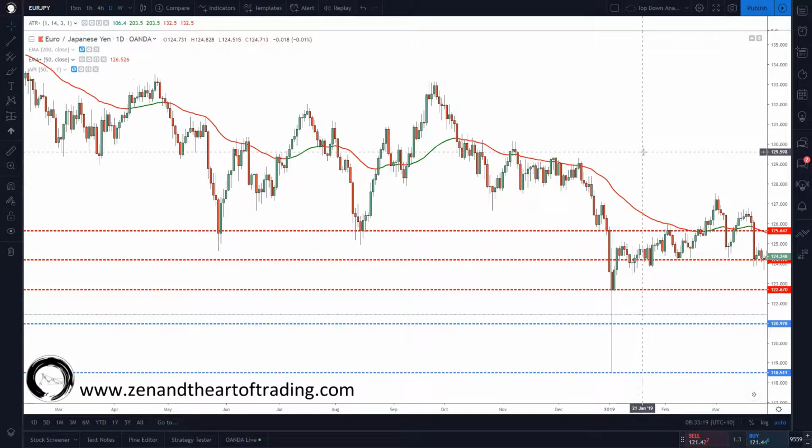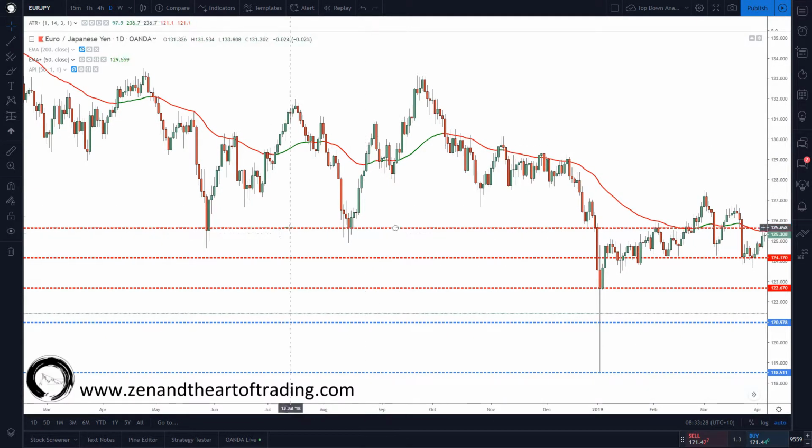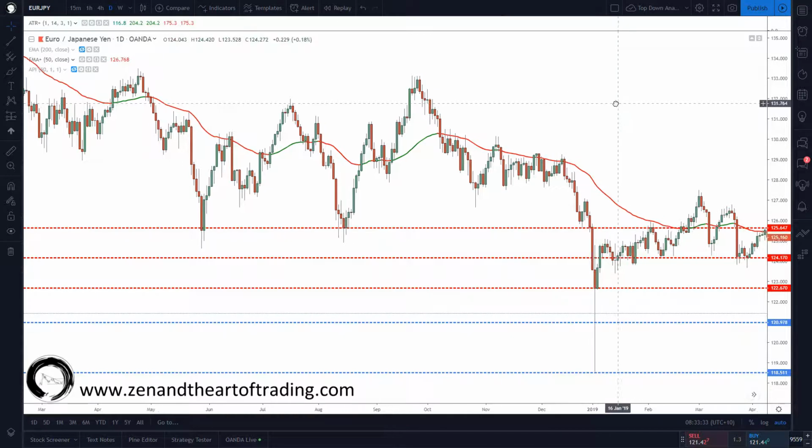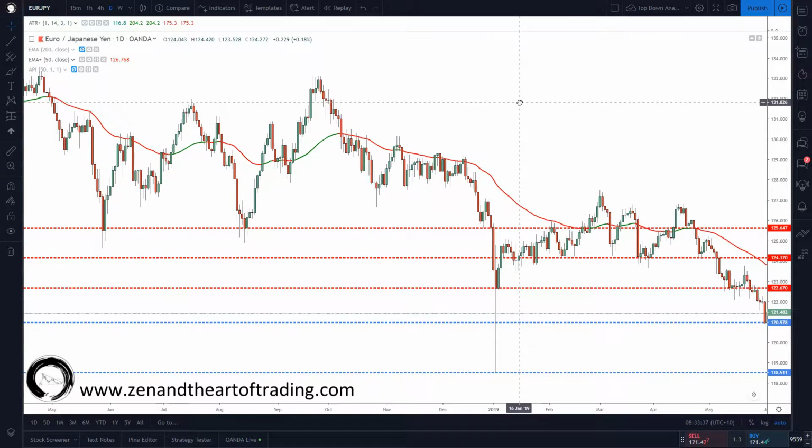We'll just review what happened because I don't need to draw any new levels in. So if you want to see how I decided to pick these levels, just go back and watch those videos. But I'll play you a quick clip from last week on Euro Yen when we were doing this.